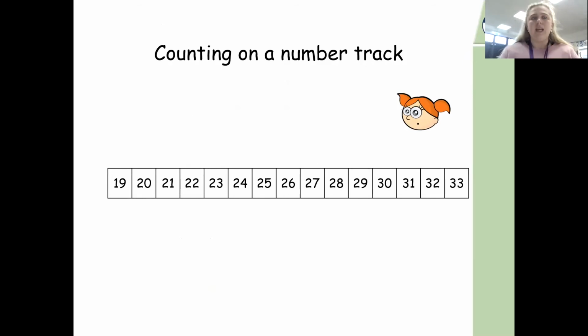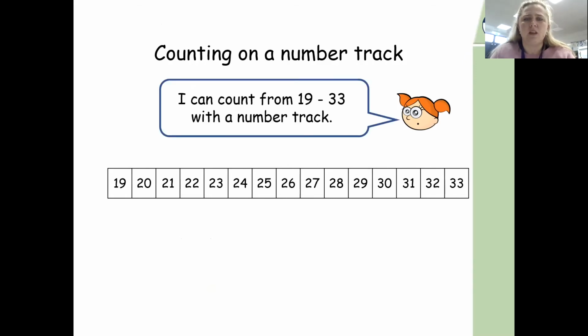Okay. One of the last things we're going to do before you do a couple of questions on your own is we're going to count. Can you count from the number 19 to the number 33? Should we do it together? Okay. Ready? 19, 20, 21, follow along on the track if you need to, 22, 23, 24, 25, 26, 27, 28, 29, 30, 31, 32, 33. Did you do it?